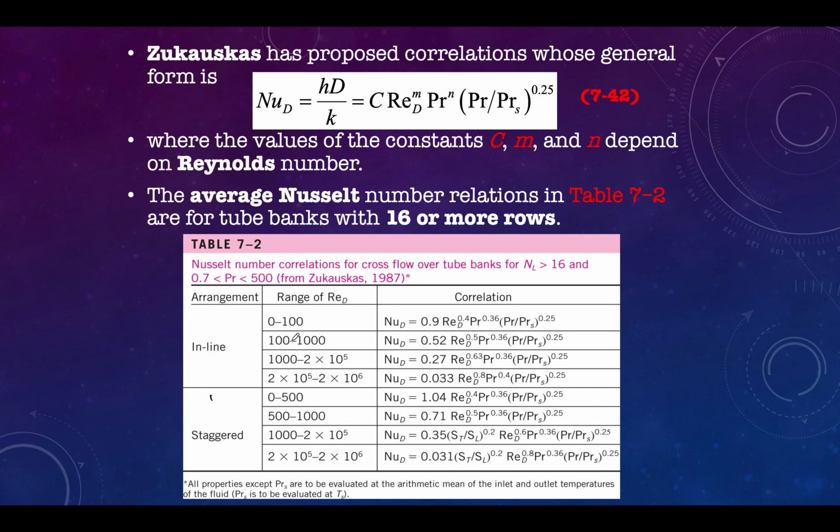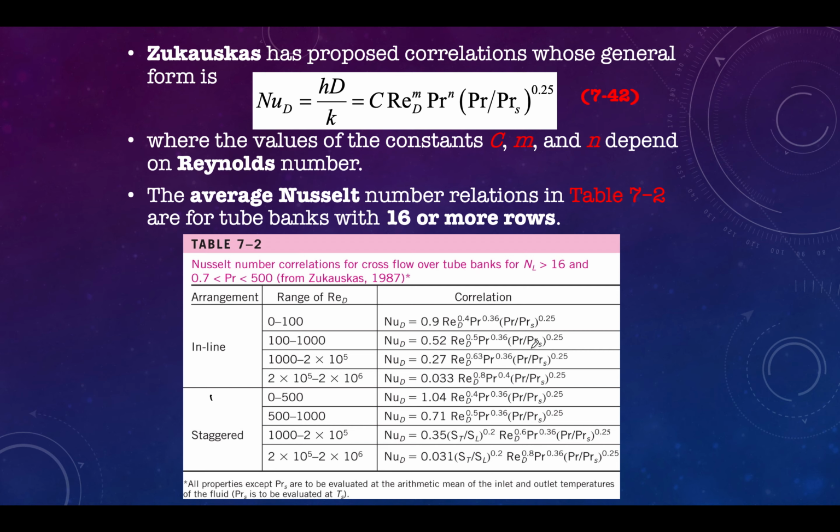Each of these ranges has a different correlation. So let's say you calculate the V maximum and then you get the Reynolds number, and it falls in the range between 100 to 1000. So you have to take this equation in your calculation. So you will plug in all the values in this equation.